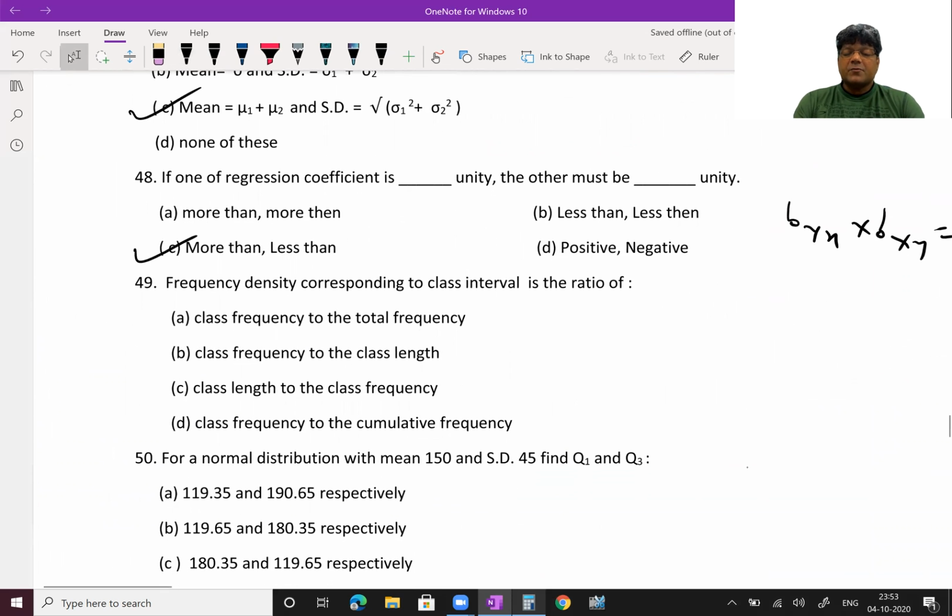Frequency density corresponding to a class interval is the ratio of, guys, the formula of frequency density. I have shown you while drawing a histogram of unequal class width. The frequency density formula is the frequency of the class divided by the class width or class length of that class. So it is the ratio of class frequency to the class length. B option.